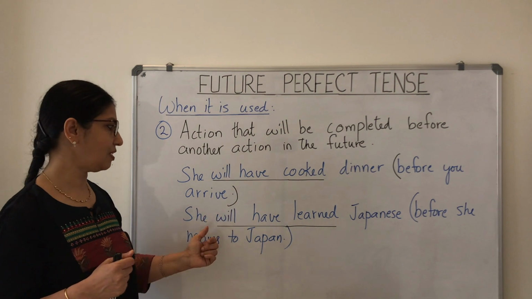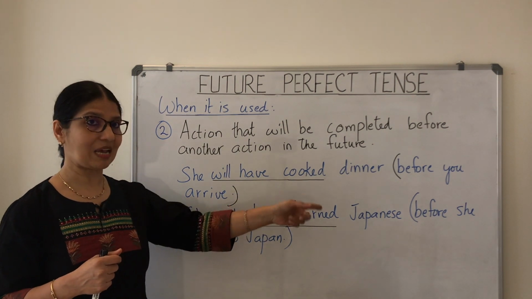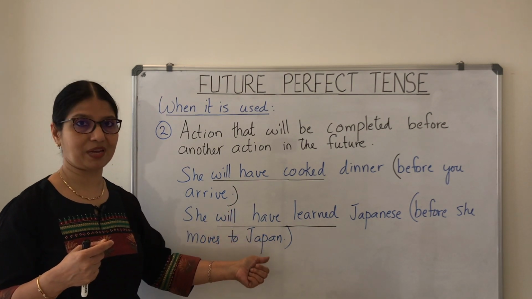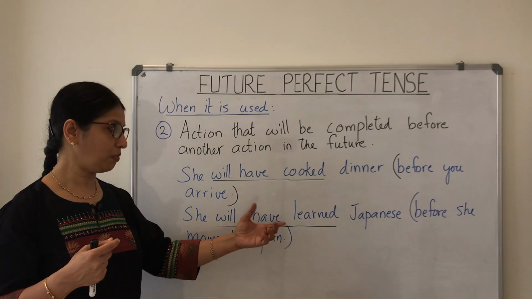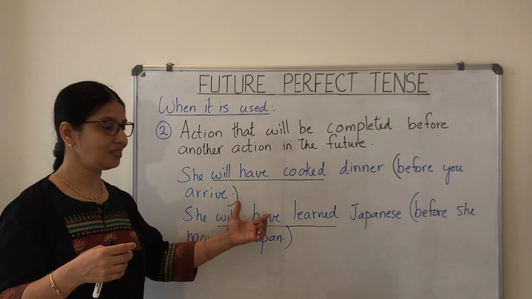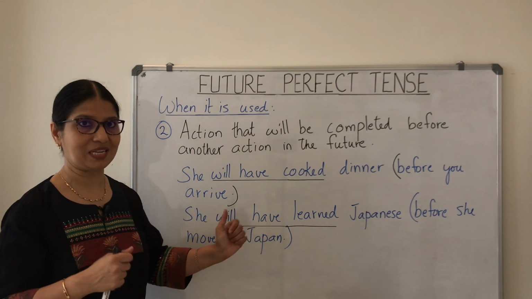Another example, she will have learned Japanese before she moves to Japan. So before this action takes place in the future, this will have taken place.